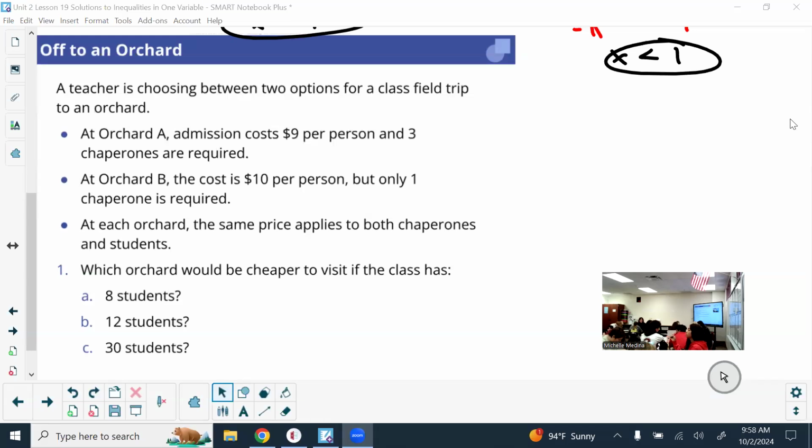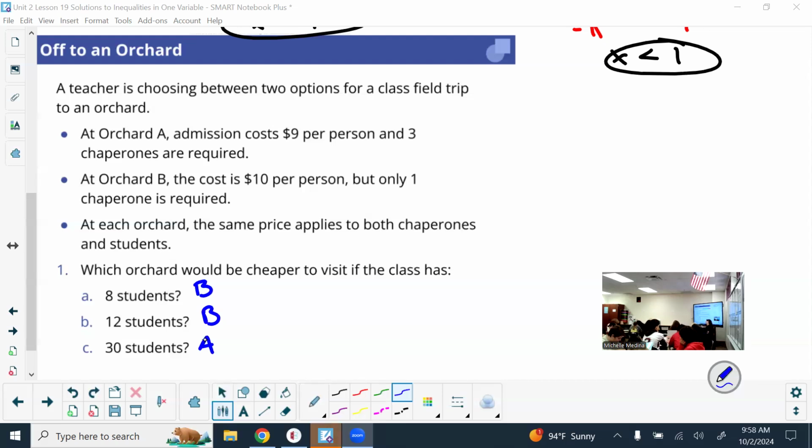Table 6, which orchard would be cheaper if the class has 8 students? Table 7, which orchard would be cheaper to visit if the class has 12 students? B. Table 8, what about if they had 30 students? Which one's cheaper? Okay, so let's see if that's right.